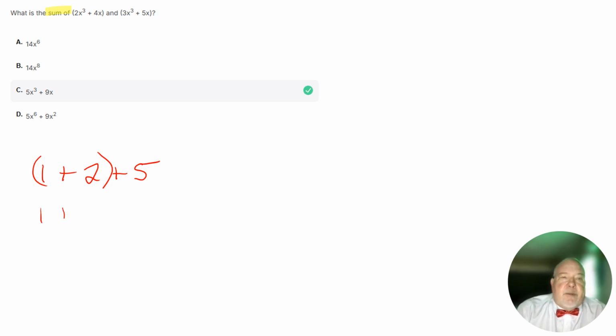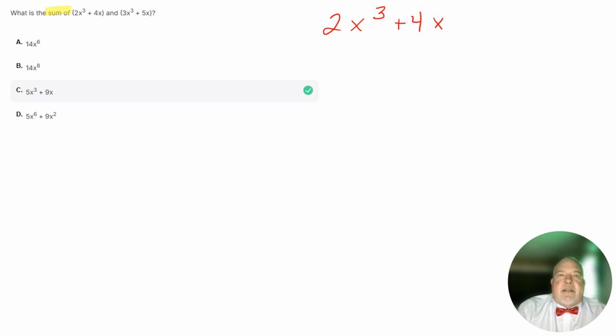Likewise, if I was to put the parentheses somewhere else, it still doesn't affect the answer. So if I put the parentheses there, 2 plus 5 is 7, plus 1 is 8. Okay? So when you're adding or subtracting, parentheses don't do anything. So when I write this down, I'm actually going to write down this expression added to this expression without parentheses. So I'm going to write 2x to the third plus 4x plus 3x to the third plus 5x.